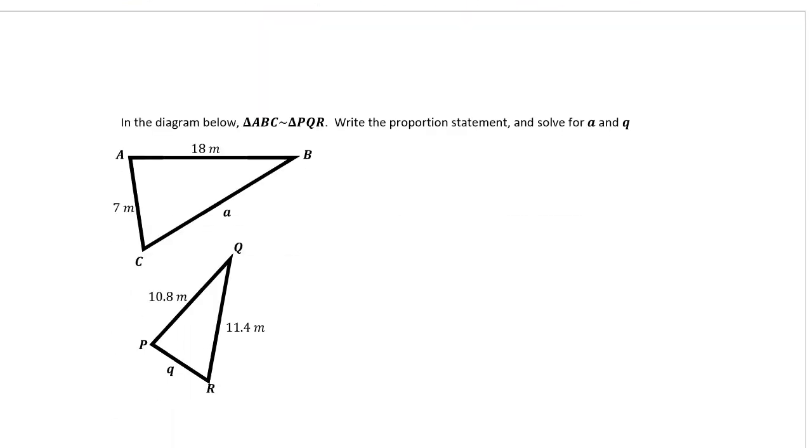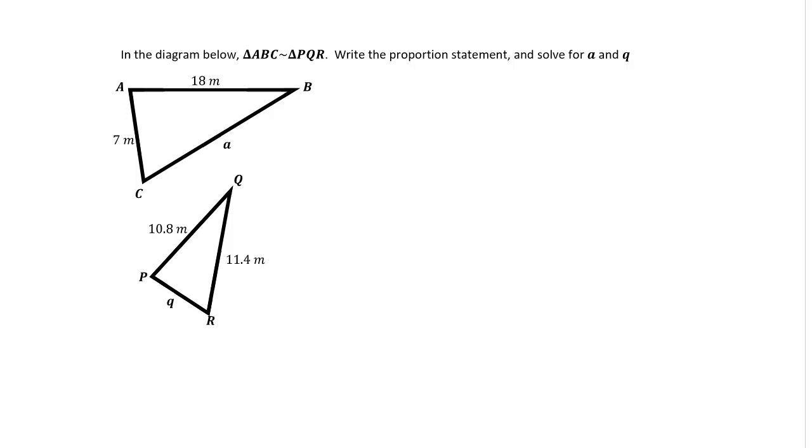For this question, we're asked to write a proportional statement and solve for side A and Q. We're told that triangle ABC is similar to triangle PQR. So for our proportional statement, make sure that we follow the order. We're going to say that side AB over side PQ is going to be equal to side BC over side QR, which is also going to be equal to side CA or AC over side RP or PR.